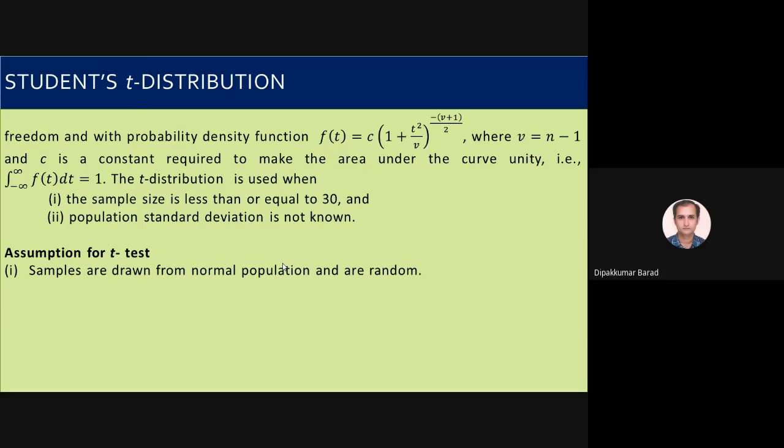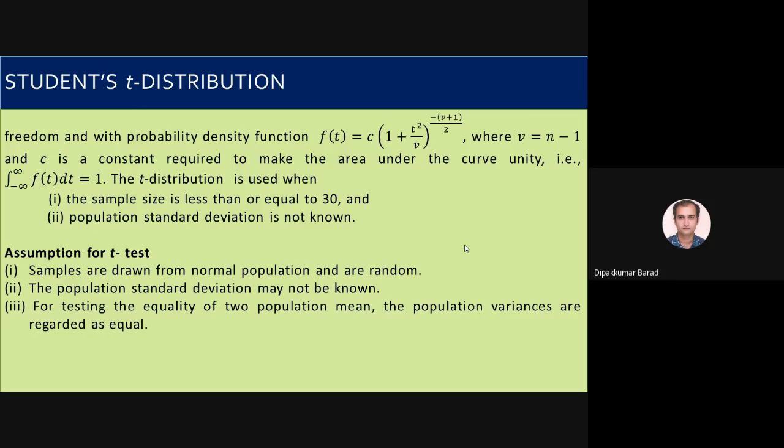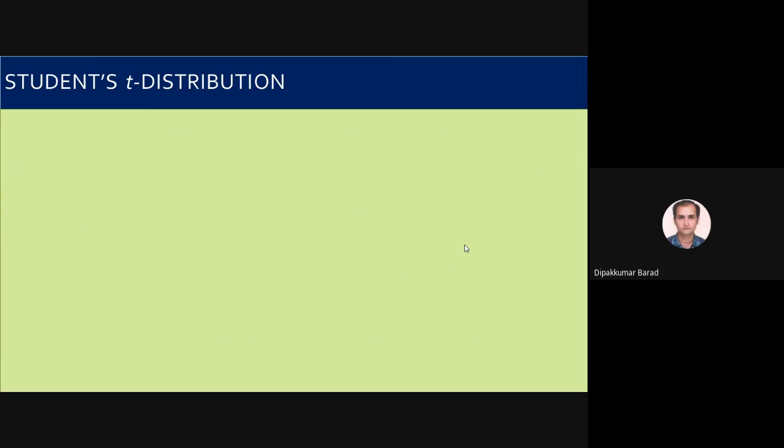Now the assumptions for the t-test. The first assumption is that the samples are drawn from normal populations and are random. Normal means a continuous distribution, and for the t distribution we have this f of t probability density function. The second assumption is that the population standard deviation may not be known; it may or may not be given. In testing the equality of two population means, the population variances are regarded as equal. In case of two samples, some adjustments in the degrees of freedom for t are made. So these are the assumptions.